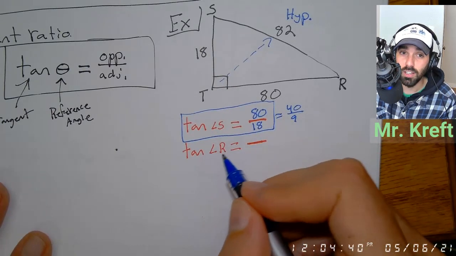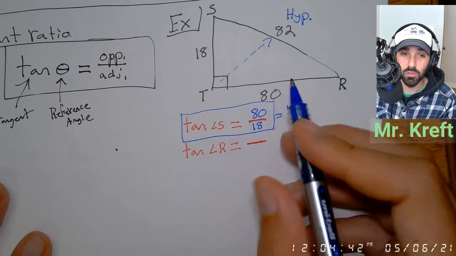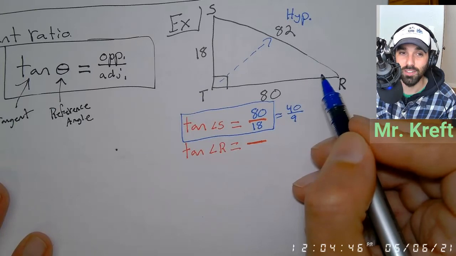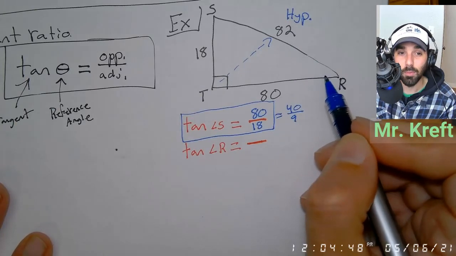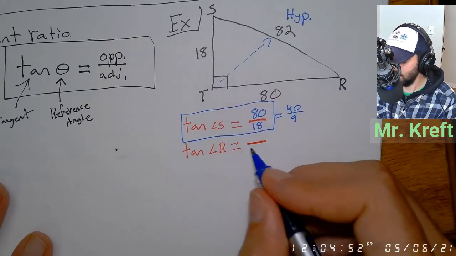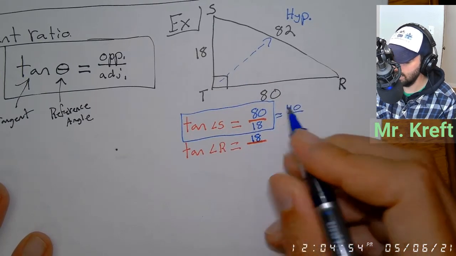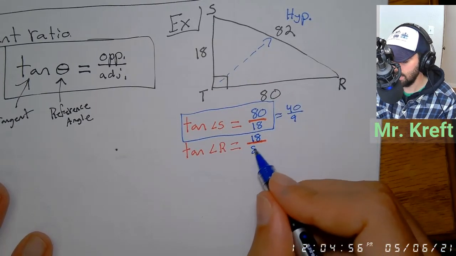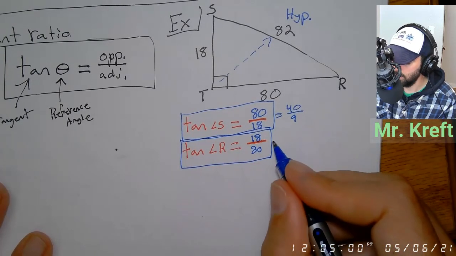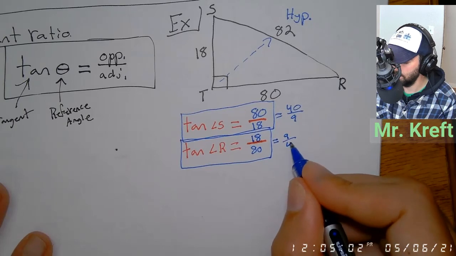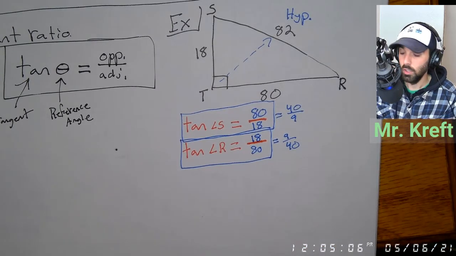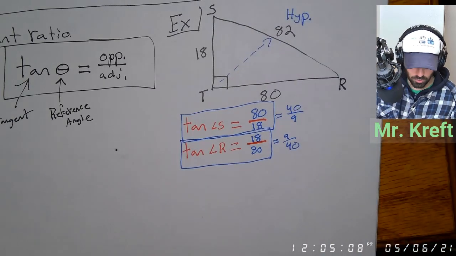Now when we switch reference angles and we go to R, the hypotenuse stays the same, but now what's opposite? The opposite of R is now 18. So this becomes 18 over 80, which would simplify down to 9/40. So we just did one together.